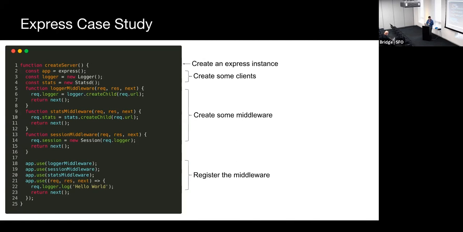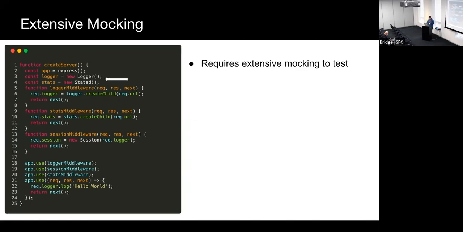And our middlewares are just doing really basic things. And here we're just appending a few clients onto the request object, a logger, a stats client, and a session. So this has a couple problems. One of the main problems is that this requires extensive mocking for testing. So we have these clients that are just created in scope. So these potentially are doing side effects that we need to mock out during tests.